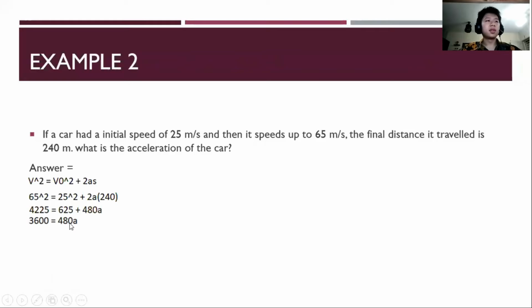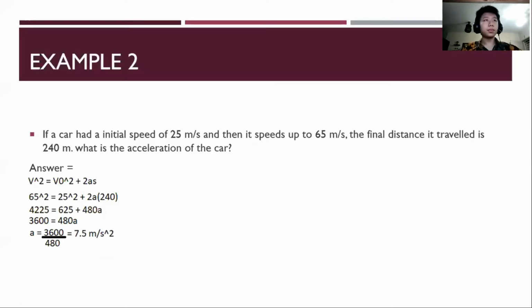Okay, now since we want to find A, 480 is gonna be changing sides as well, so 3600 divided by 480, so it's gonna be 7.5 meter per second squared.